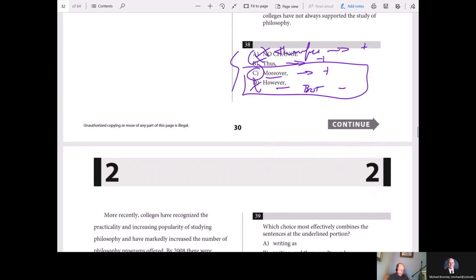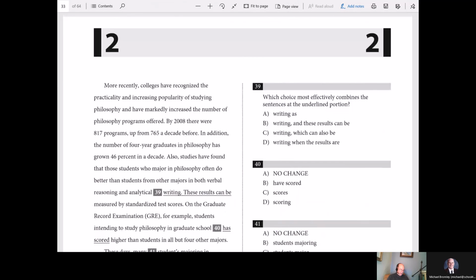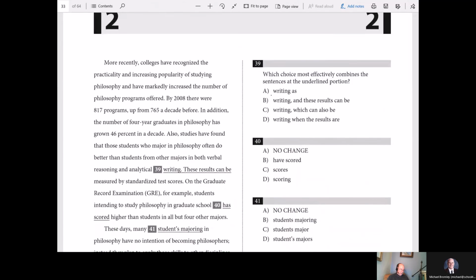Okay, and then 39, we've got combining the sentences. Typically the shortest answer is going to be the correct one. This is what I call an 80-20 rule. 20% of the time it won't be the correct answer, but it has to be for a grammatical reason or some logic reason. But usually 80% of the time the shortest one is the correct one. And also they tend to have redundancies built into these. Now I don't know if there's a redundancy here or not, but I look here and go: analytical writing as measured.